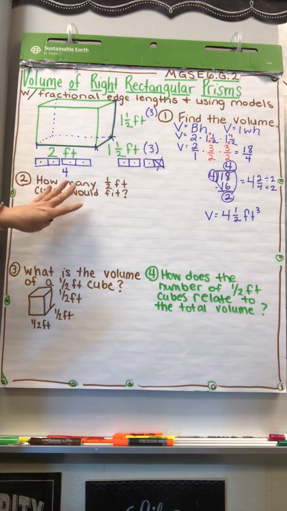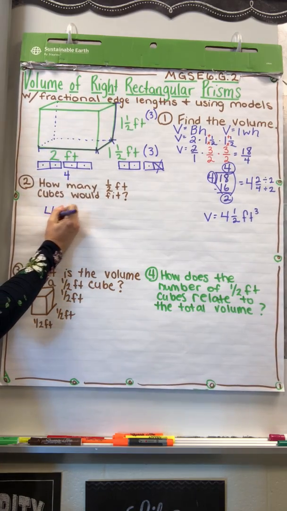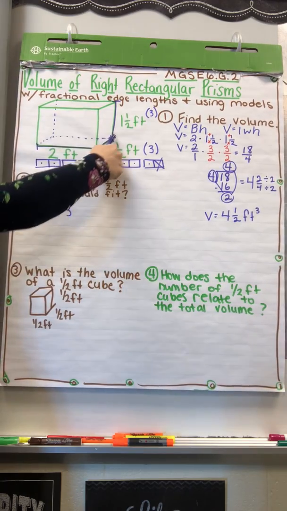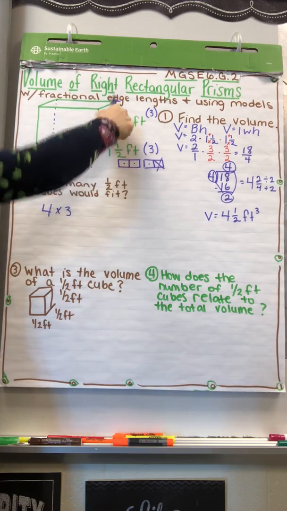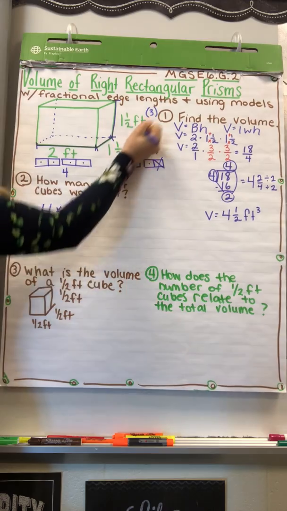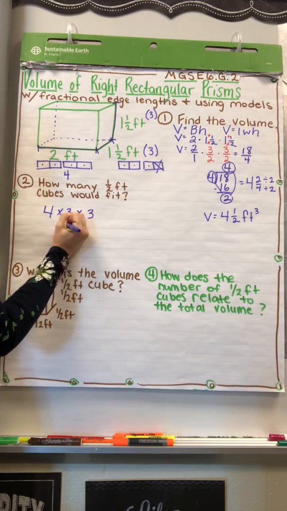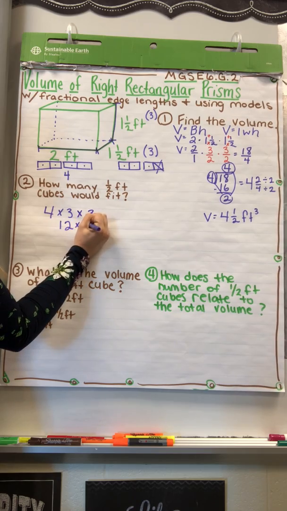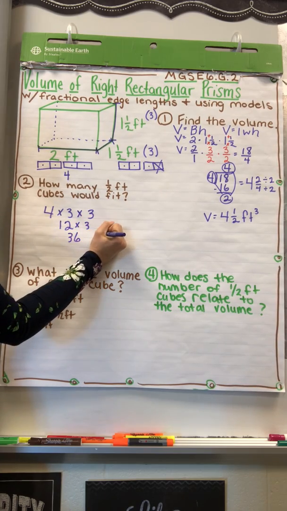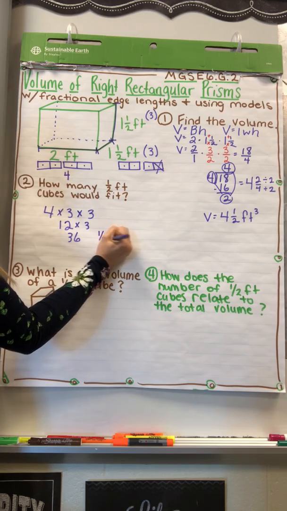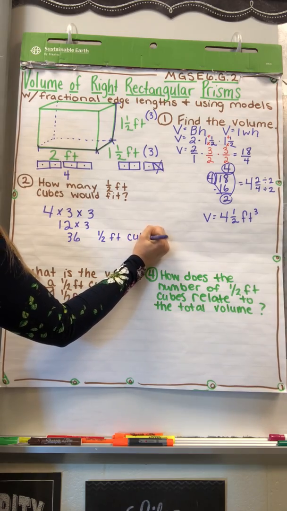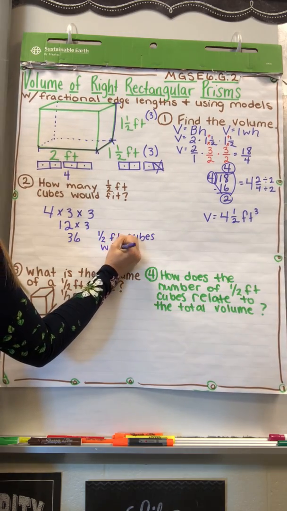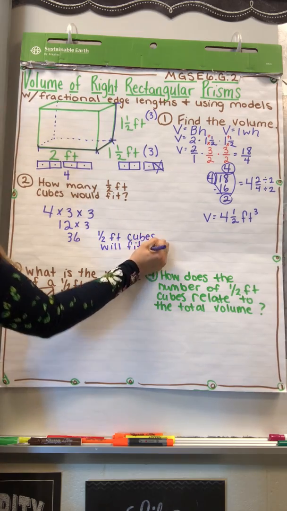So to figure out how many 1/2 foot cubes would fit in this rectangular prism, I do 4 times 3. That will tell me how many fit on the bottom layer, or on the base. Then we multiply it by how many will fit vertically, how many stacks of that we can make. So we multiply by 3 again. 4 times 3 is 12. 12 times 3 is 36. So 36 1/2 foot cubes will fit.